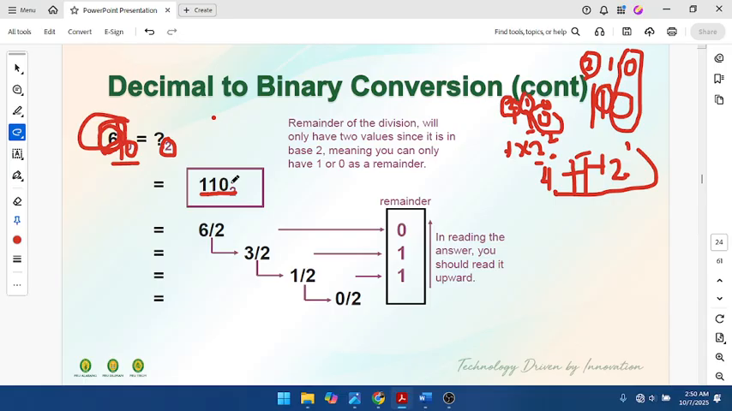Okay? So, let's try. This is another way of getting the answer. So, let's try 6 base 10. Since binary po siya, the rule is 6 divided by 2. So, since 6 divided by 2, we have 3. Do we have a remainder? No. So, we put it 0 here.